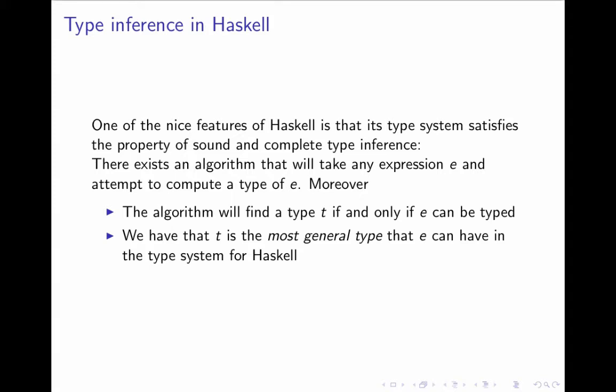One of the very nice features of Haskell is that type inference is possible in a very nice sense. The type system satisfies the property of sound and complete type inference. What I mean by that is there exists an algorithm that will take any expression E and attempt to compute a type of E, and moreover, the algorithm will find a type T if and only if E can be typed, and the T that will be found is the most general type that E can have in the type system for Haskell. So that's a very powerful and very useful result.